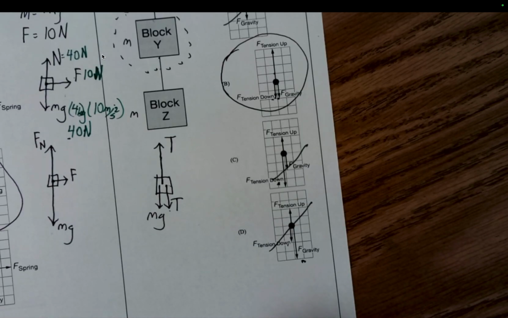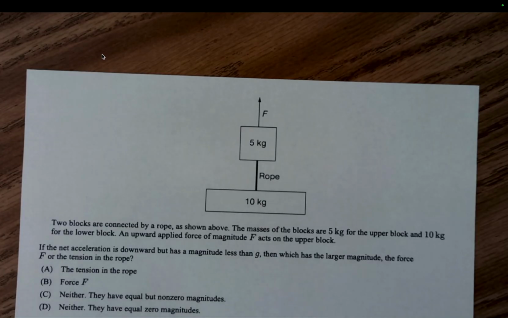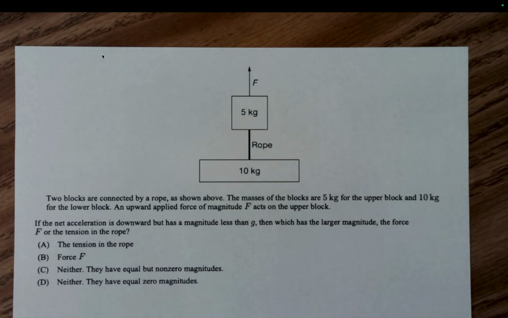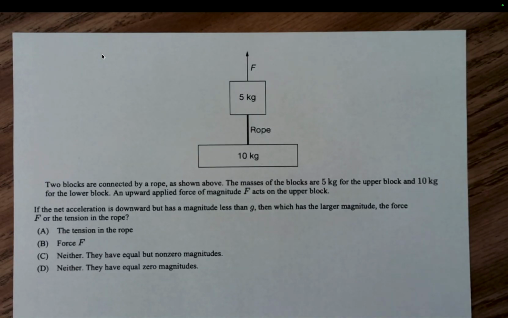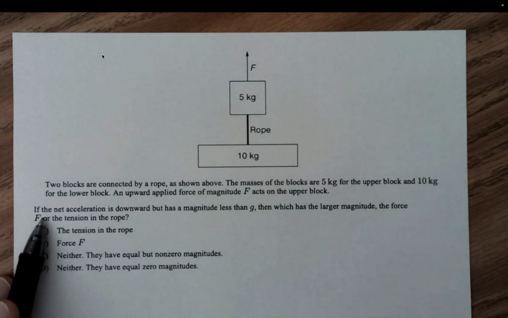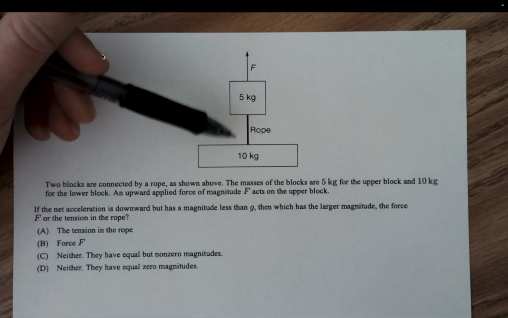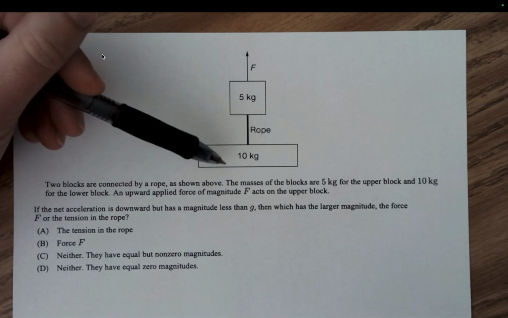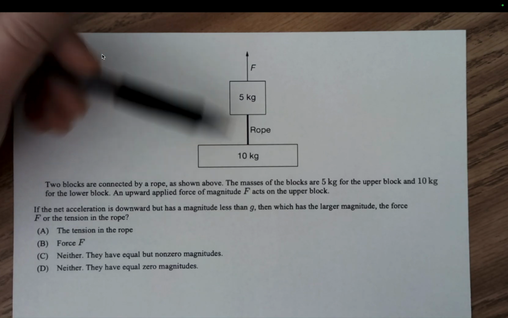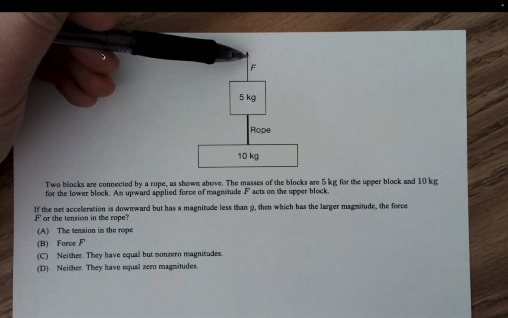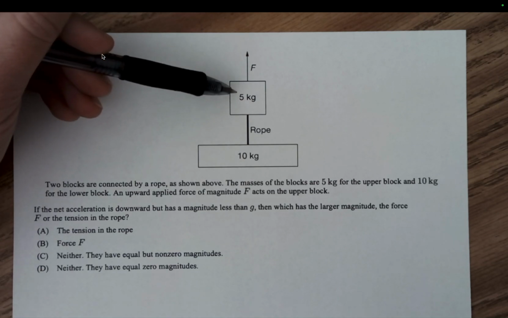So now let's take it to this problem. So in this problem, we have 2 blocks that are connected by a rope, the 5 kilogram and 10 kilogram blocks. We have this upward force F that's acting on this upper block.